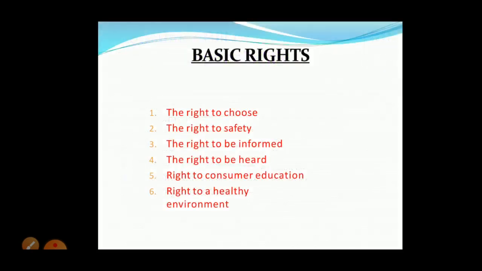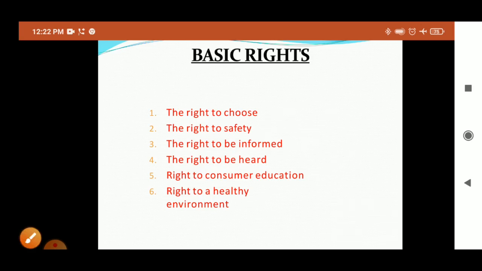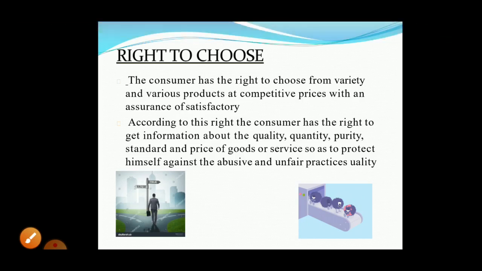Then we saw the rights previously, like there are 6 rights which are prevailing for the consumer rights. So these are the basic rights. So right to choose, right to be safe, right to be informed, right to be heard, right to be consumer educated, right to be in a healthy environment. So he should have good environment, as we saw previously. Now we'll go into the first thing, that is the right to choose.